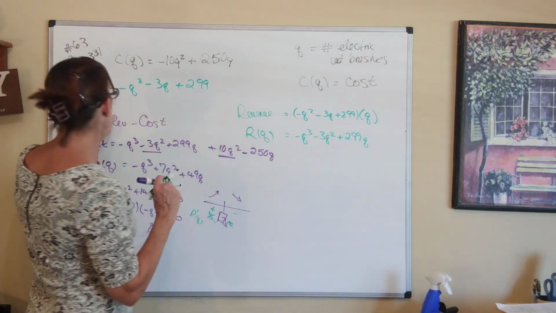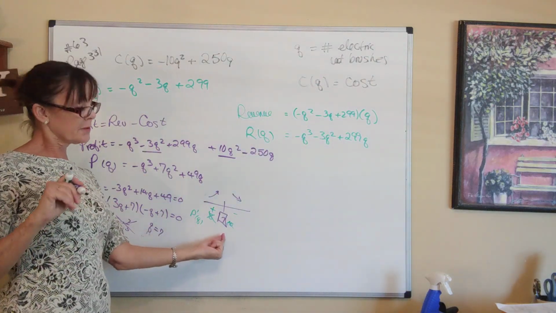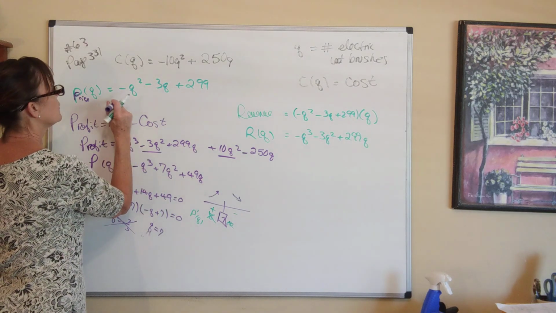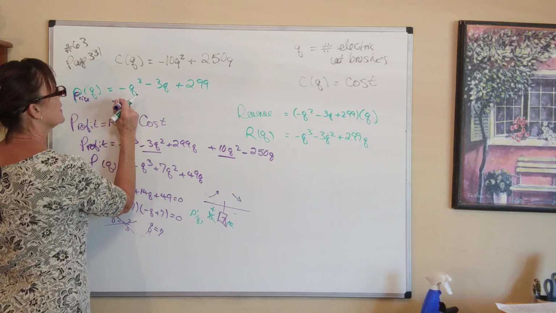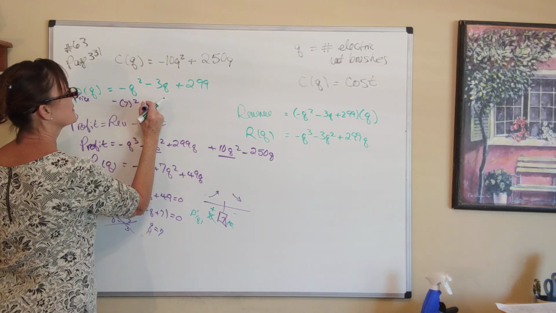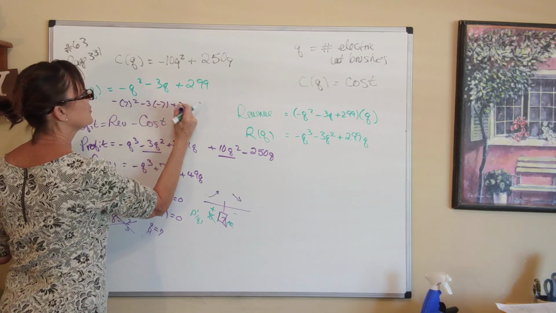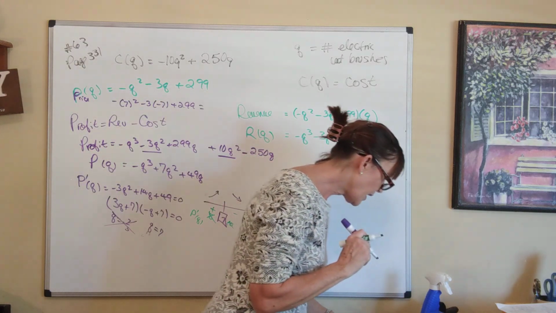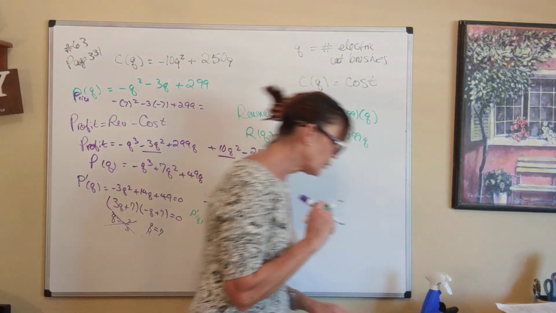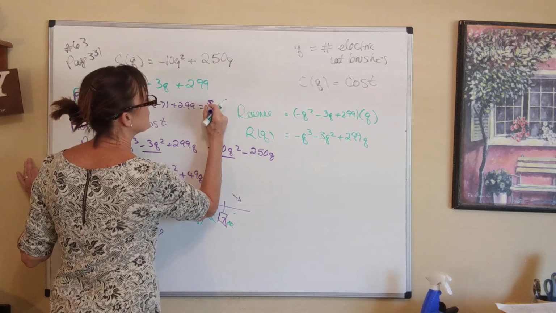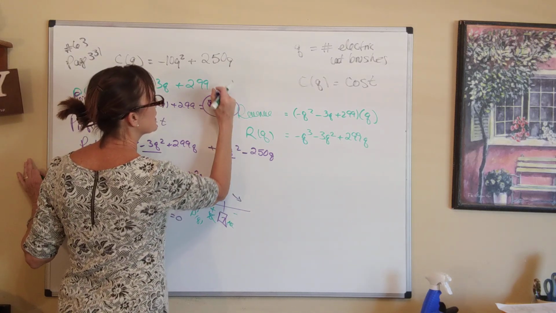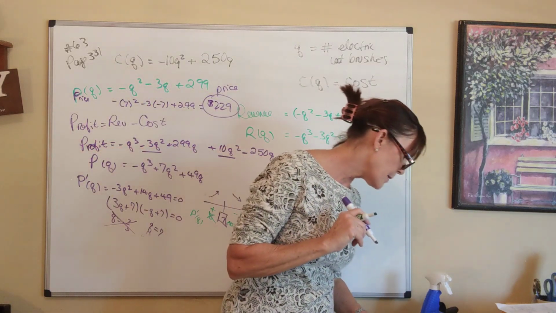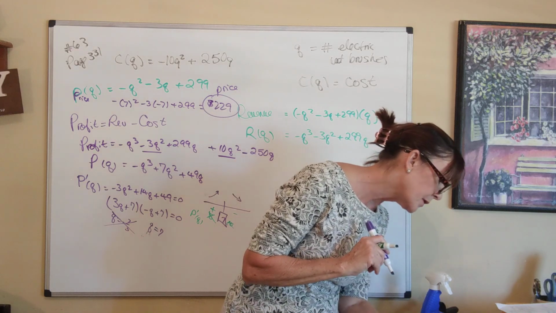Well, here's my price function. If I know the maximum profit happens when I produce 7 electric cat brushes, then the price would be negative 7 squared minus 3 times 7 plus 299. And when I put 7 into my price function, I get 229. This is the price that I should charge to get the maximum profit. Now, that was part C.